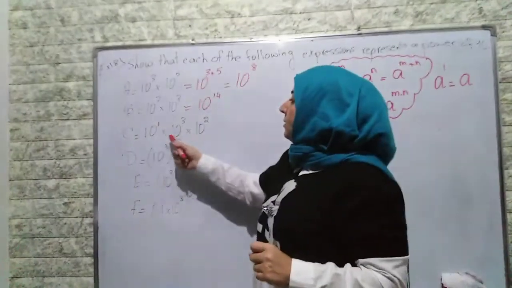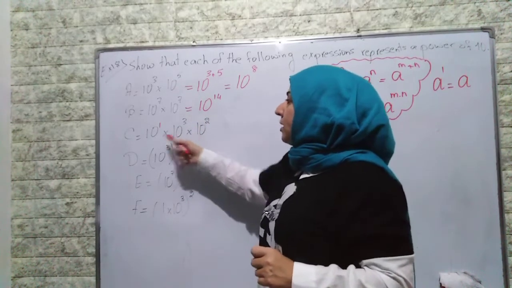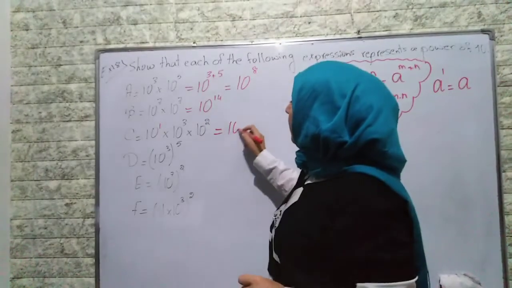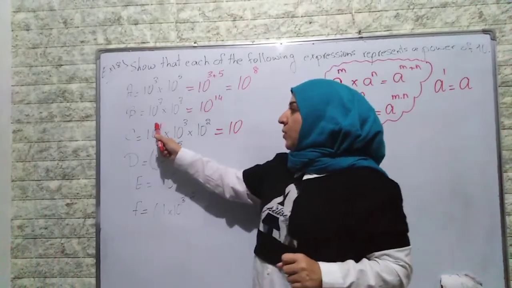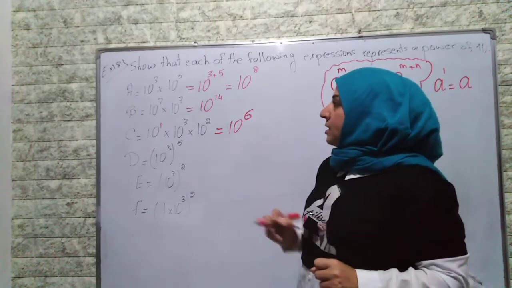Now, 10 to the power 1 times 10 to the power 3 times 10 to the power 2. There's a multiplication sign. We have the same base here, so we have to write 10. And then we have to add the exponents. 1 plus 3, 4 plus 2, which is 6.